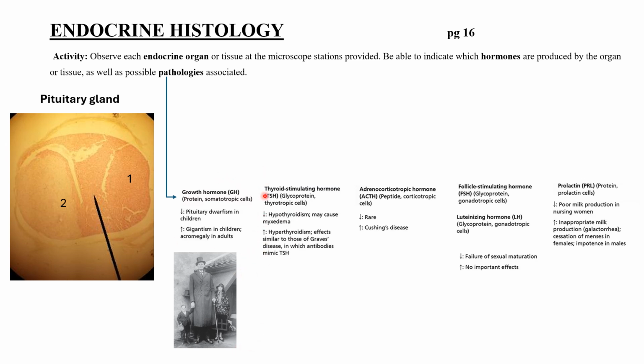Now the second hormone secreted by the anterior pituitary is thyroid stimulating hormone. Thyroid stimulating hormone is also regulated by the hypothalamus. The hypothalamus secretes a hormone known as thyrotropin releasing hormone, TRH. Under the influence of TRH, the anterior pituitary secretes TSH, and TSH is secreted by the thyrotropic cells.